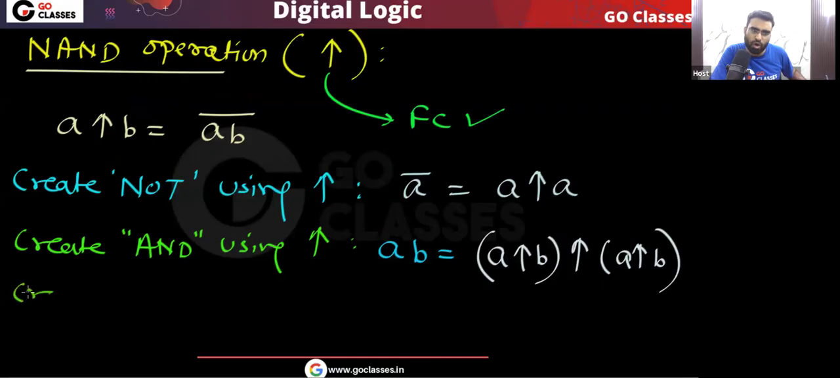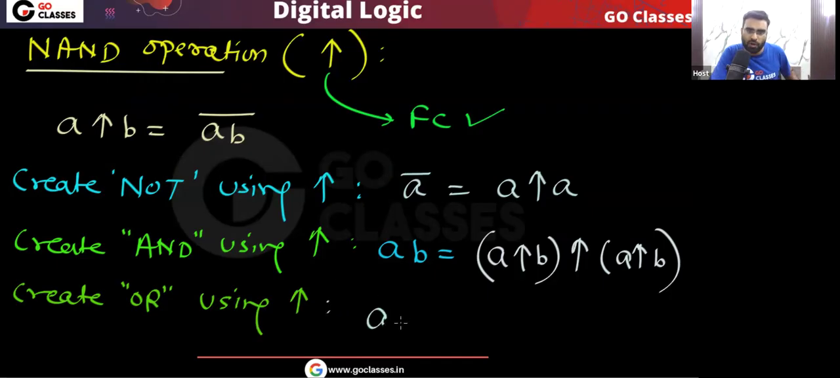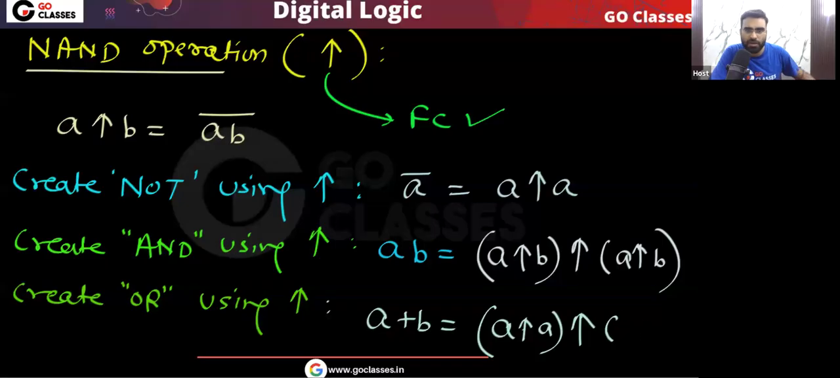I can also create OR operation. How to create OR operation? Let's create OR using NAND. That also is very simple. For example, if I want to create A or B, then you can check. All I have to do, first I create A bar NAND B bar. You can check this is your A or B.